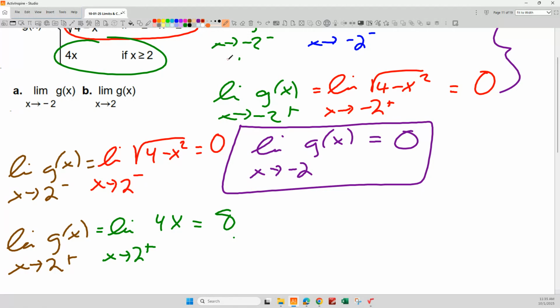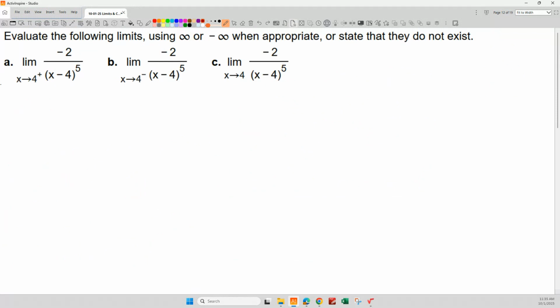Okay, so this one, E and E. Okay, does that help? So again, you've got to take the one-sided limits and see if they exist and agree. Okay, what about this? Take a look at that one and think about how we're going to approach this.